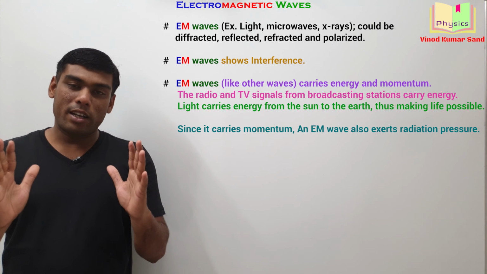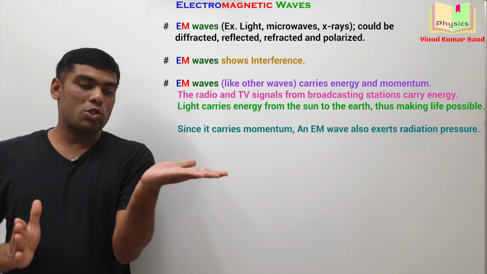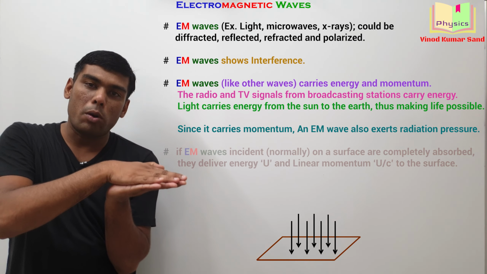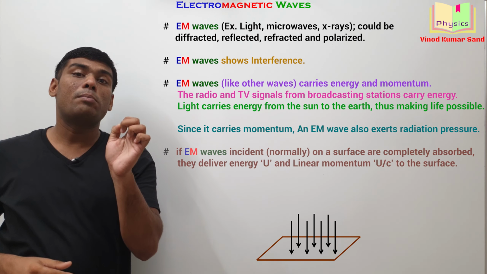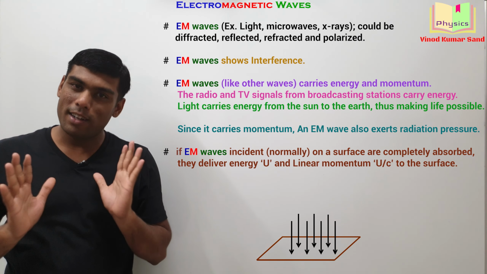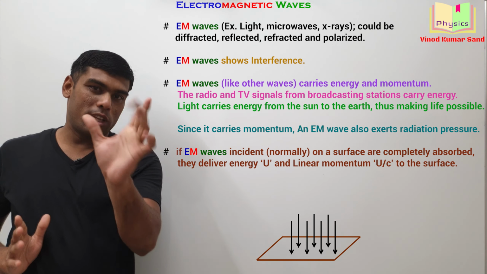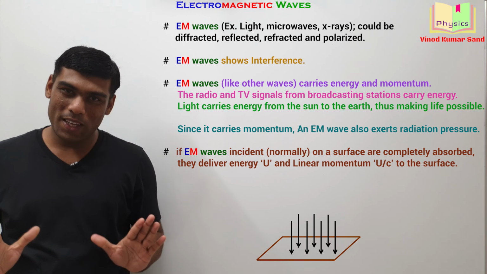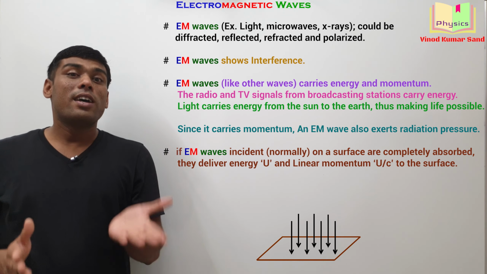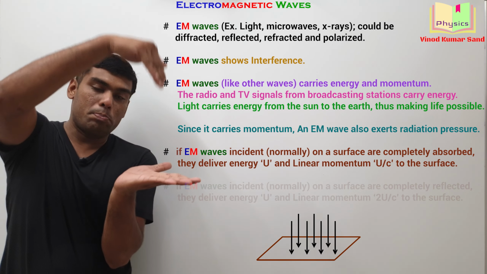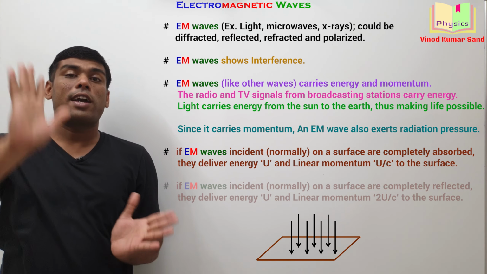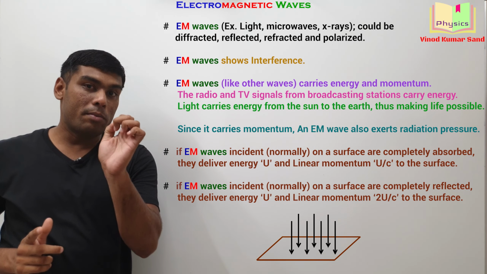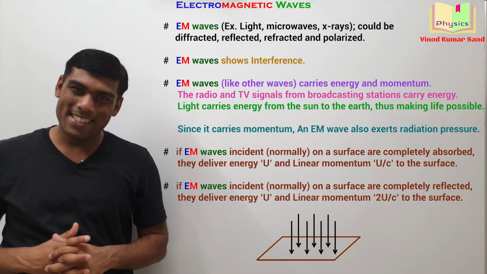Suppose the electromagnetic waves having energy U are incident perpendicular on a surface and they are completely absorbed. Then they will deliver the momentum U by C to the surface. Here U is the energy of the EM waves and C is the speed of light in vacuum. Okay. Another important concept. If the EM waves are incident perpendicular on a surface and reflected 100%, then these will deliver the momentum 2U by C to the surface.